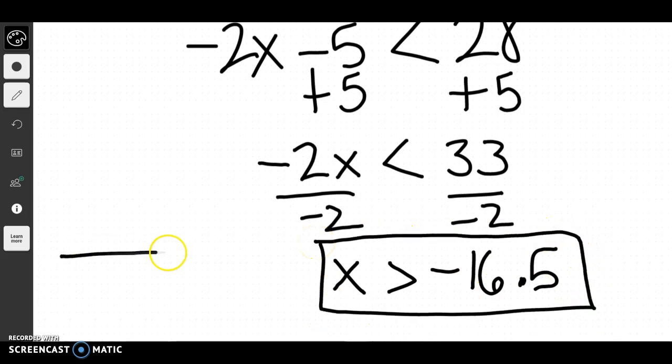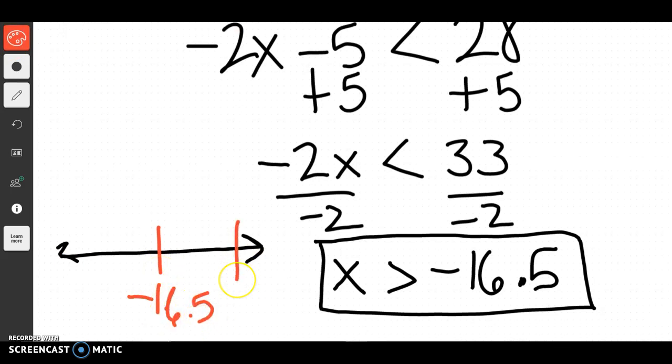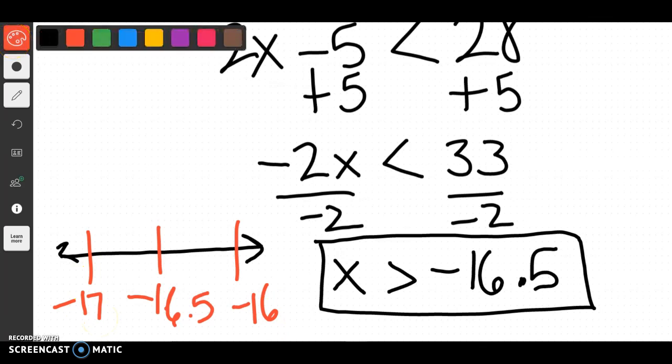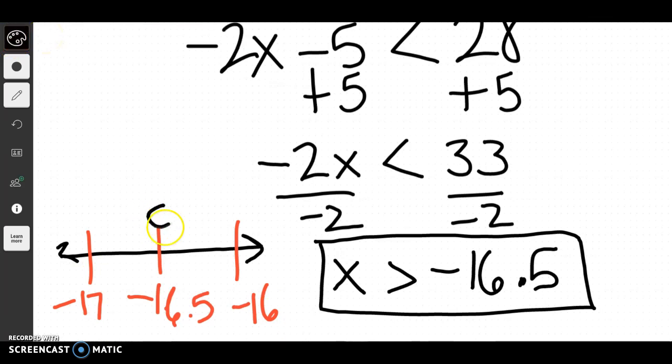Again, after we find our answer, we're going to want to graph this thing. So we have our point at negative 16.5. This would be negative 16. This would be negative 17. I would make an open dot because it's not equal to. And then I want to go to the right because the x values are bigger than negative 16.5. So it's got to go towards the side that is bigger.